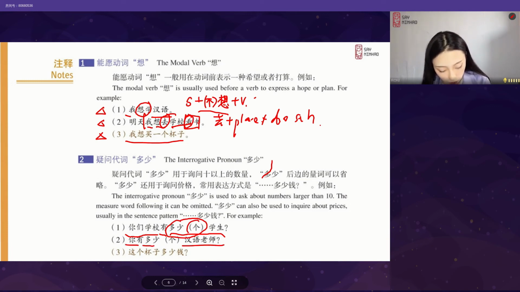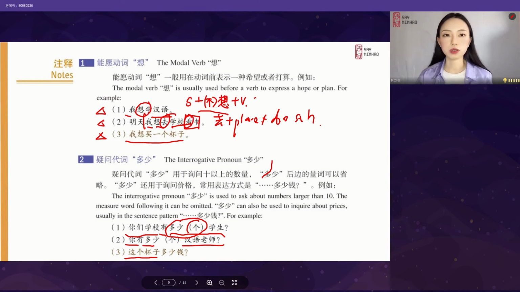你有多少个汉语老师? 你有 you have, 多少 how many, 汉语老师 Chinese teachers. So it is how many Chinese teachers do you have? Last one is 这个杯子多少钱? It is from the text, which means how much is this cup? 这个杯子多少钱?